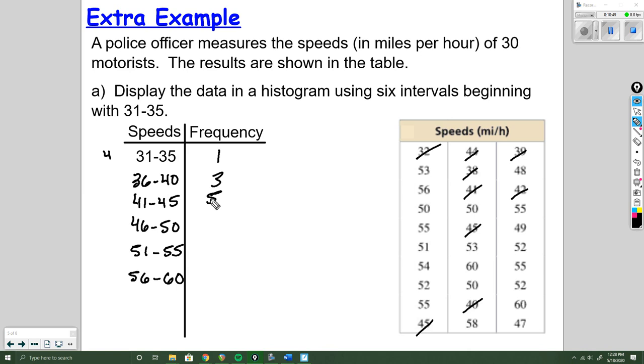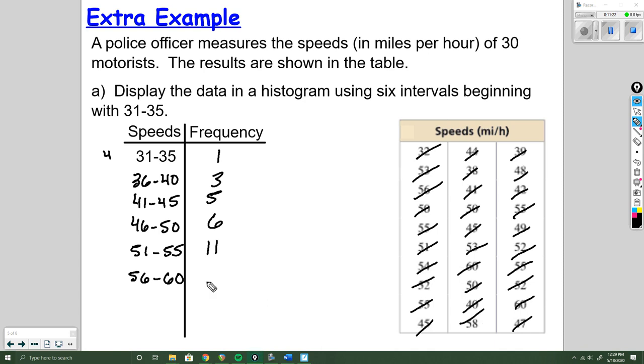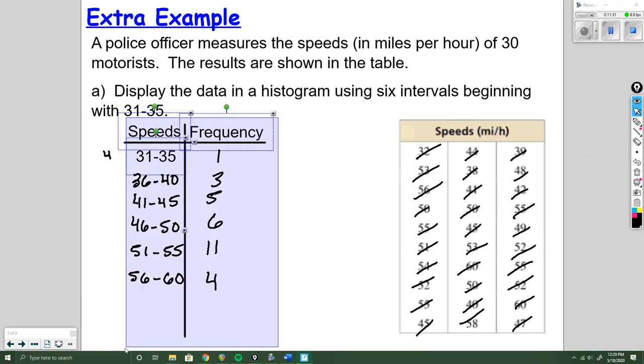46 to 50 miles per hour, 1, 2, 3, 4, 5, and 6. And if we look at 51 to 55 miles per hour, 1, 2, 3, 4, 5, 6, 7, 8, 9, 10, 11. And then finally, 56 to 60, we got 1, 2, 3, 4. Awesome. All right, so here's our table, and we're going to use the same table to draw a histogram on the next slide. So I'm just going to copy this table here.